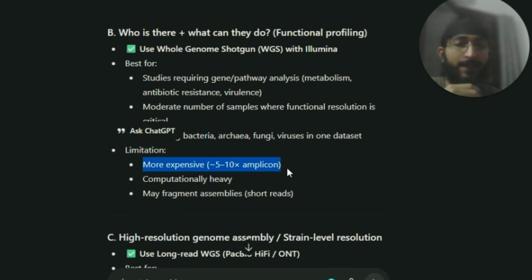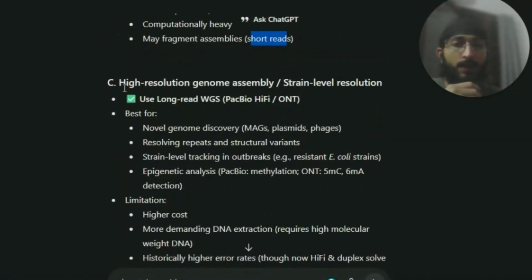Limitation is that it is more expensive than Amplicon, around 5 to 10 times more expensive, computationally heavy, and many may fragment assemblies, short reads. Next up, we have high resolution genome assembly. We can use long read WGS, that is PacBio Hi-Fi or ONT, that is Pacific Biosciences or Oxford Nanopore Technologies.